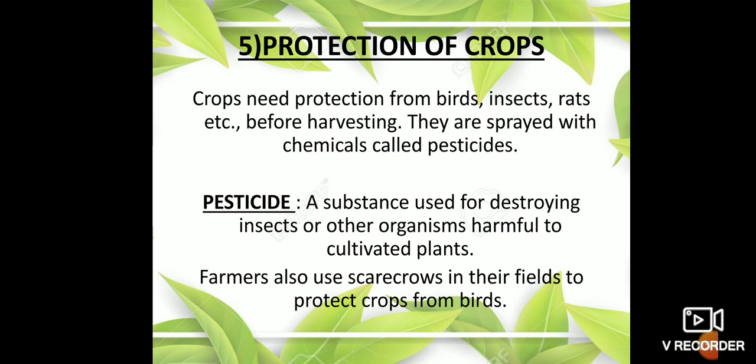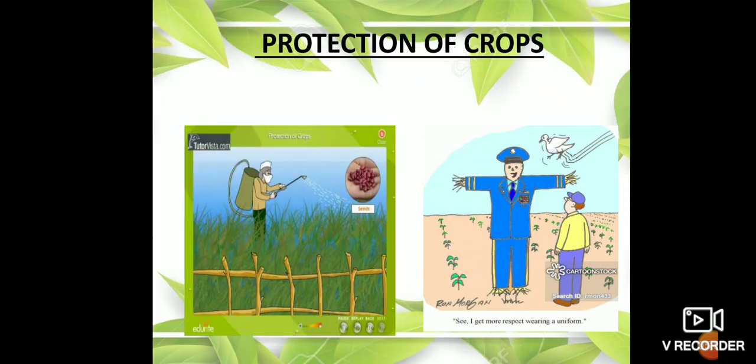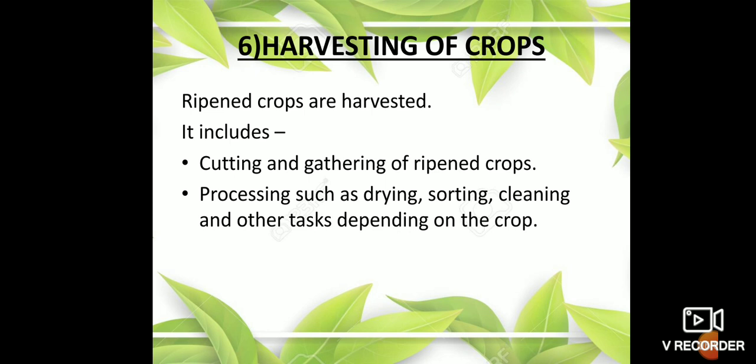Farmers also use scarecrows in their fields to protect crops from birds. Scarecrows are nothing but a dummy of a human being, so that the birds feel that real human beings are there and they don't come and spoil the crops, children. In the picture you can see a man spraying pesticides and a scarecrow. Okay, children. Next we will see the harvesting of crops.